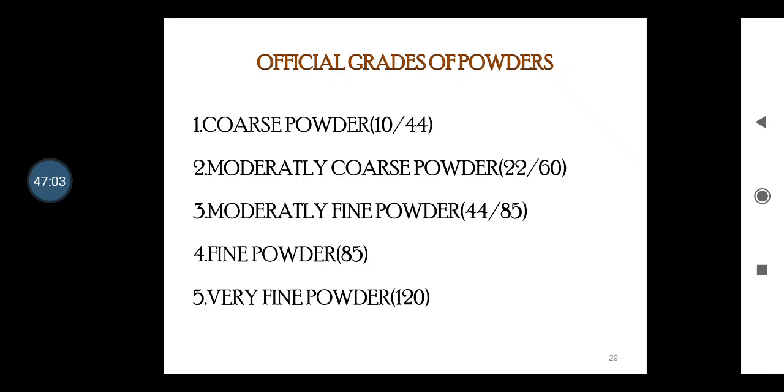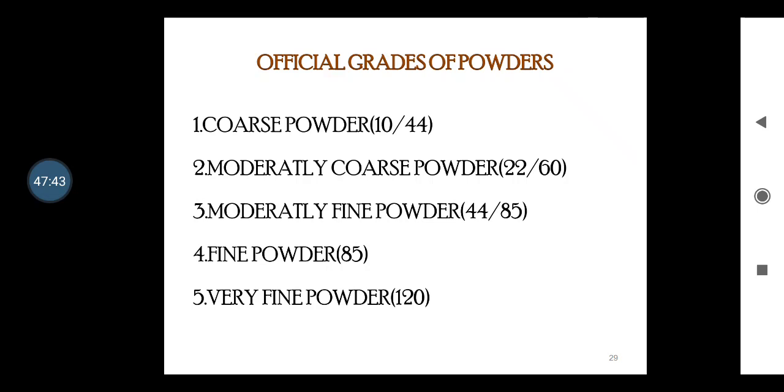As far as the third official grade of the powder is concerned, that is moderately fine powder, for the lower limit of 44, the nominal mesh aperture size is 355. If you distinguish grade 3 and grade 1, for the coarse powder the upper limit of the sieve is 44, but when we go down to the third grade, moderately fine powder, the lower limit is automatically 44. For the upper limit, that is 85, the nominal mesh aperture size is 180.